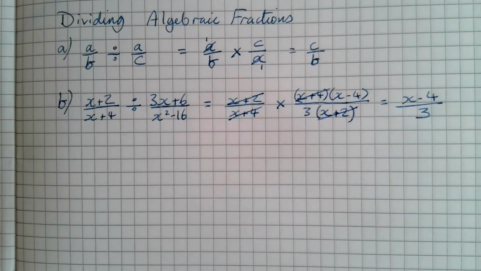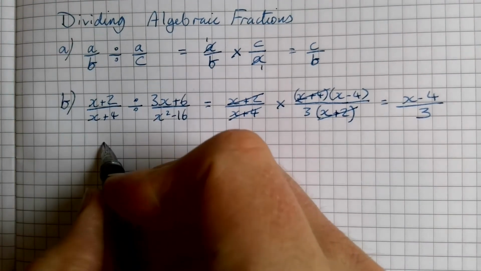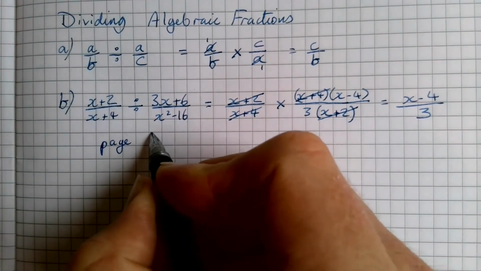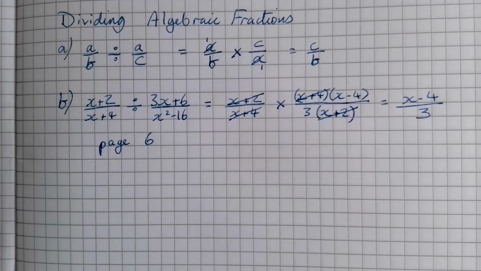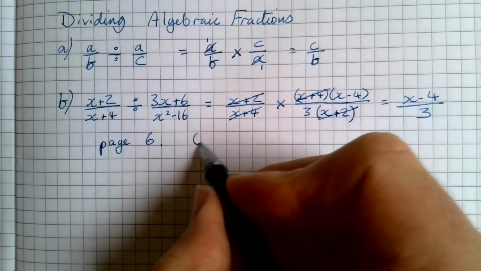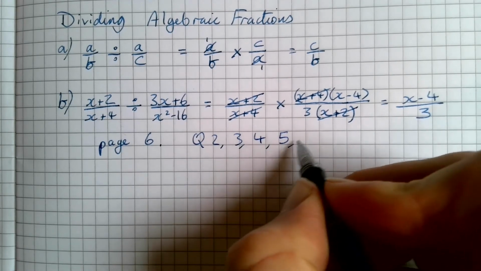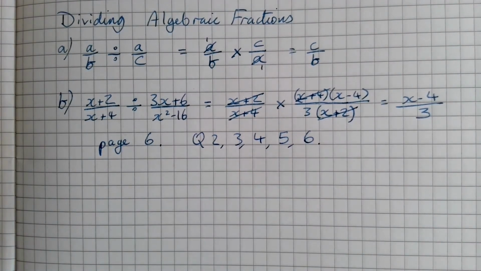Now, in terms of practice for this, I'm going to post the page on here in case you haven't got the book, but it is page 6 in book 2, and we're looking at questions 2, 3, 4, 5 and 6. I am expecting you to get quite stuck on some of them because they go into stuff that's a lot more complicated than I've just shown you, because it's all drawing on other parts of what we did last year.